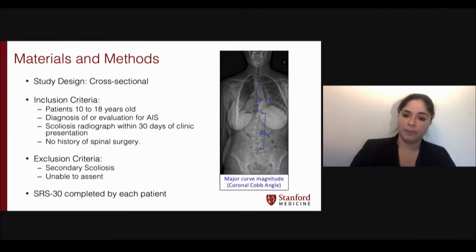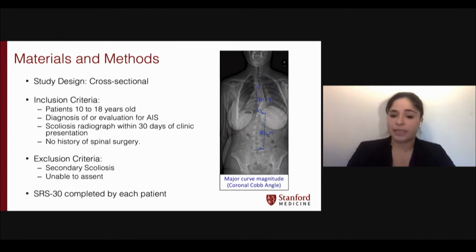All patients were recruited from LPCH-affiliated orthopedic clinics in the Bay Area. We included patients being diagnosed with or evaluated for AIS who were between the ages of 10 and 18 years old. In order to be included, patients needed to have an AP scoliosis radiograph taken within 30 days of clinic presentation, and they could not have had any history of spinal surgery.